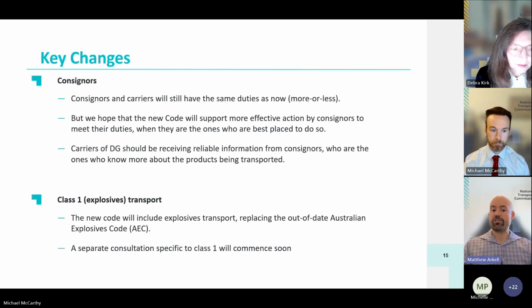A particular area of change is the incorporation of explosives into the ADG code. So for those of you who are involved in explosives transport, you'll know that the AEC, the Australian Explosives Code, has not been updated since 2009. There's been quite a few revisions of the UN model regulations since then. And so we are proposing that we bring that into the ADG code. Unfortunately, for the workload of reviewing the existing AEC, there just simply isn't the resourcing available. So we figure that the best way to deal with this is to bring it into the code, and then it can be maintained. On that front, we are preparing a separate consultation that is specific to the incorporation of Class 1 that's due to commence soon. So if you're transporting Class 1, wait for that, and that will detail those specific issues.